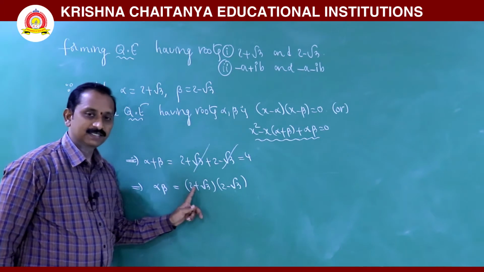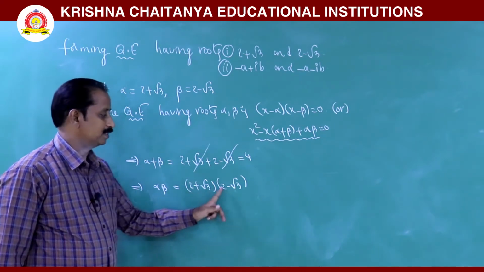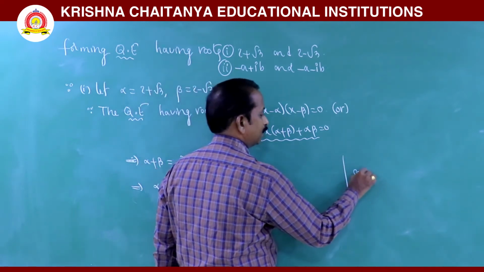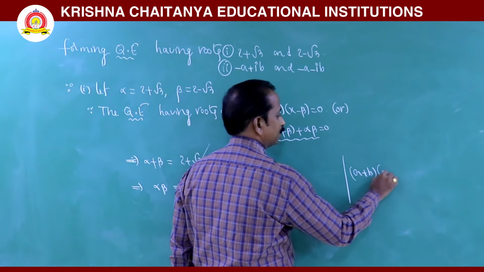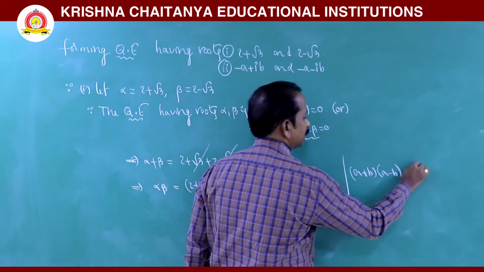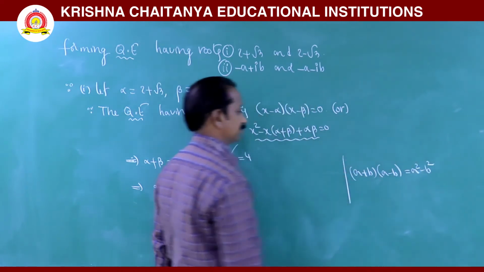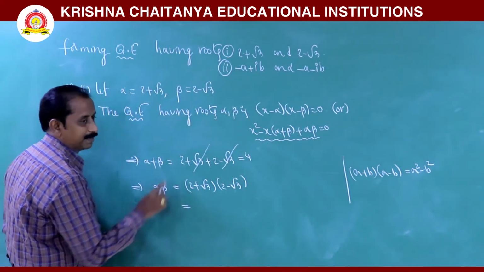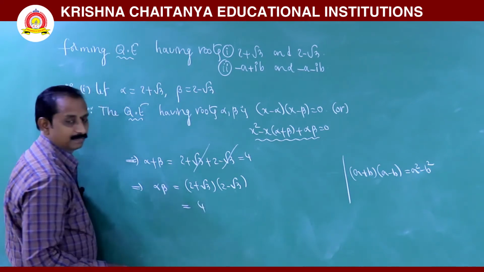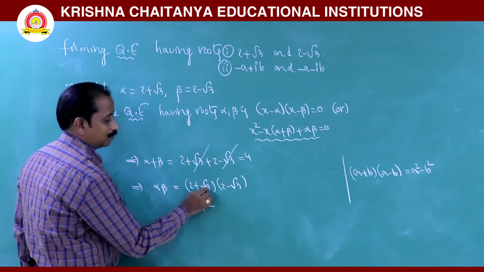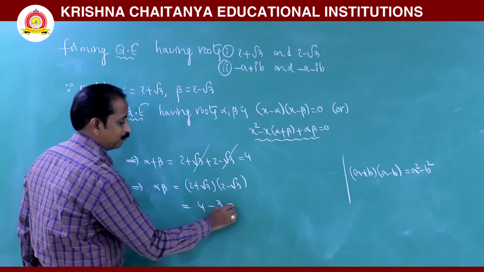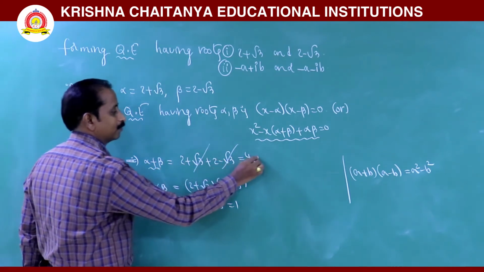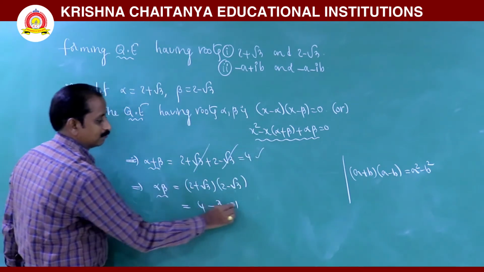Observe, it is in the form a plus b into a minus b. We know the formula of a plus b into a minus b is nothing but a square minus b square. So, using that, with a as 2 and b as root 3, a square is 4, b square is root 3 whole square, which is 3. 4 minus 3 is equal to 1. So, we know the sum of the roots is 4 and the product of the roots is 1.